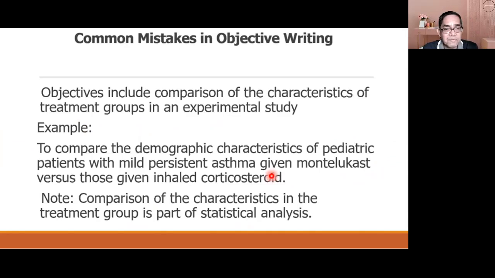Objectives include comparison of characteristics of treatment groups in an experimental study. Students rarely commit this mistake. I don't know if you understand what this means. Just an example: to compare the demographic characteristics of pediatric patients with mild persistent asthma given Montelukast versus those given inhaled corticosteroid. You see, in a clinical trial, later on we'll be talking about it, I'm not sure if you are familiar with clinical trials, some of you may be.